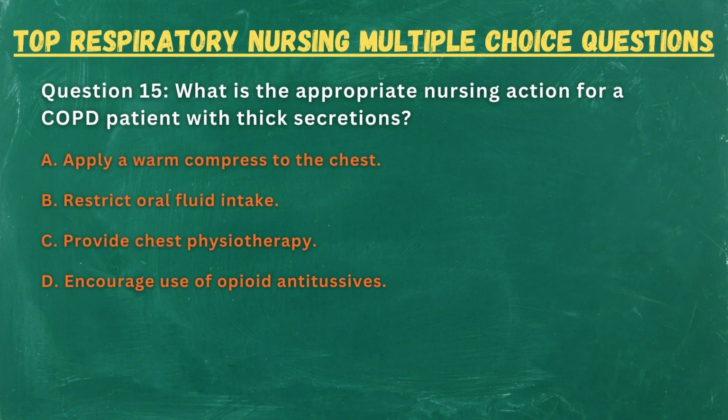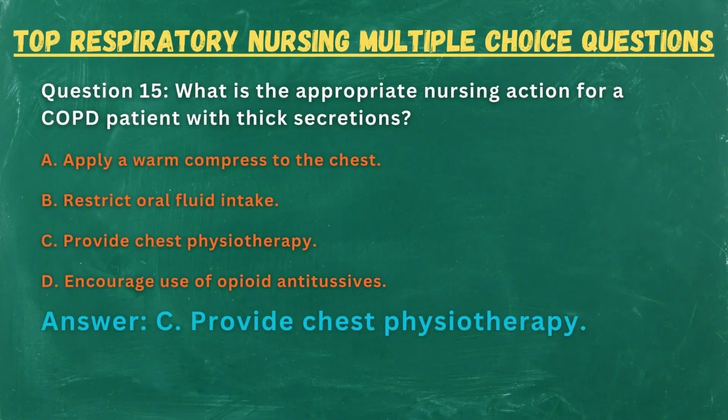Question 15. What is the appropriate nursing action for a COPD patient with thick secretions? A. Apply a warm compress to the chest. B. Restrict oral fluid intake. C. Provide chest physiotherapy. D. Encourage use of opioid antitussives. Answer. C. Provide chest physiotherapy.